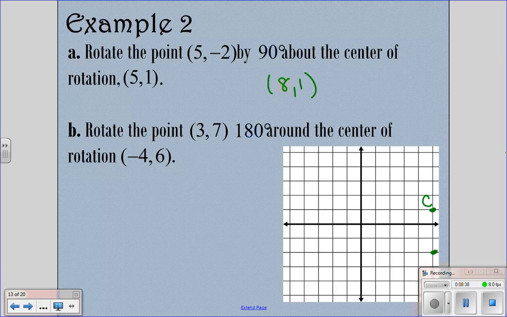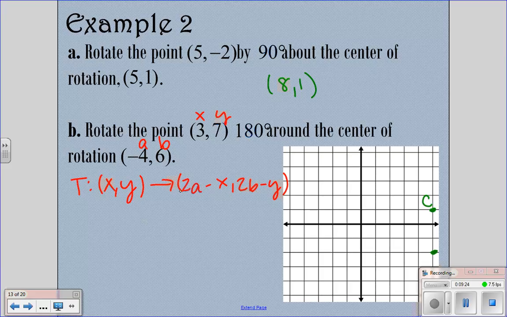Okay, and now we're going to rotate the point 3, 7, 180 degrees about the center of rotation, negative 4, 6. Now on this one, we can actually use our formula. When we have our point x, y, it would become 2a minus x, and then 2b minus y. This is our x and our y, and then our center is a and b.